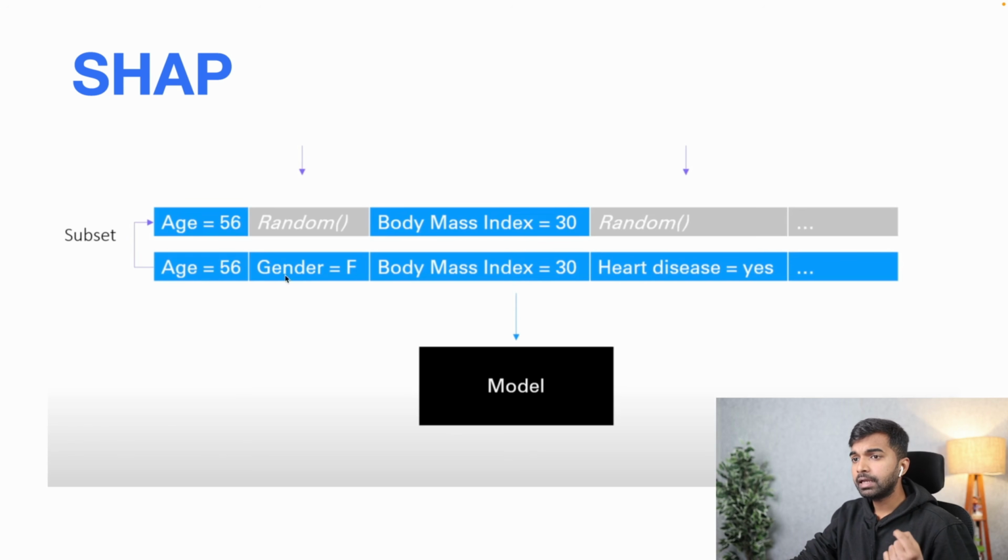Let's say you have a particular input where the age is 56, the gender is female, the body mass index is 30, heart disease is yes, and so on. So what it's going to do is pick a random subset of the features, and then insert a random value from the data set for each of the other features. Then it's going to feed that into the model and get a prediction. That prediction is going to be compared with the prediction that was obtained by putting in all the features, and that difference is going to be computed. And this is going to be repeated many, many times over a bunch of different predictions. And then the feature-wise differences are going to get averaged out.